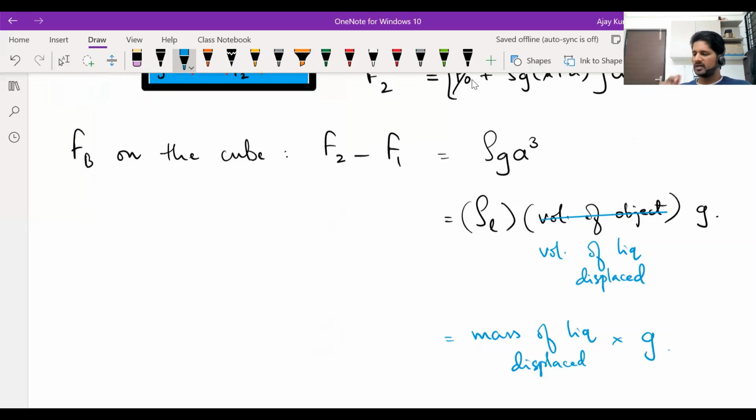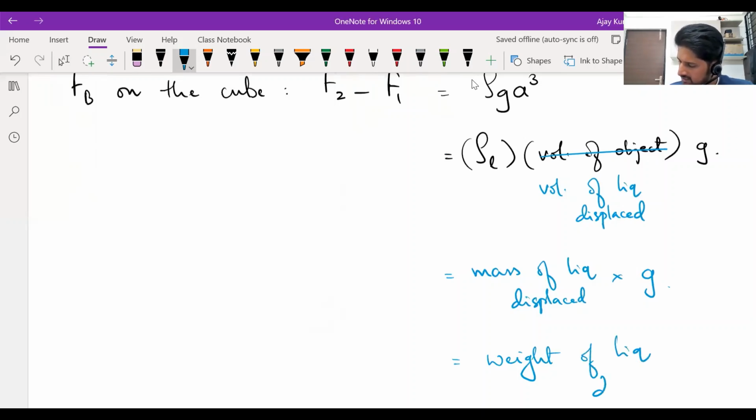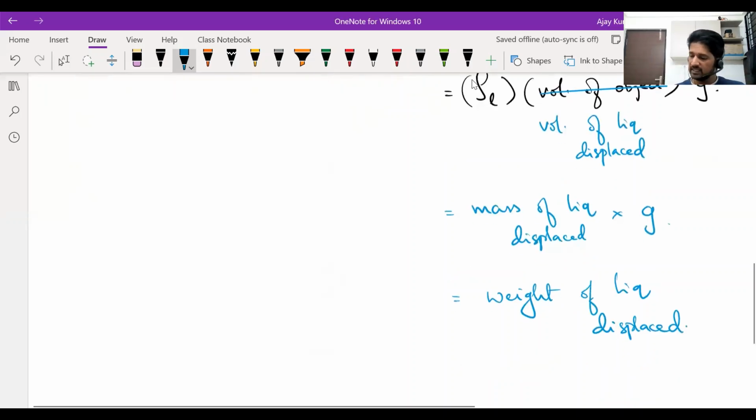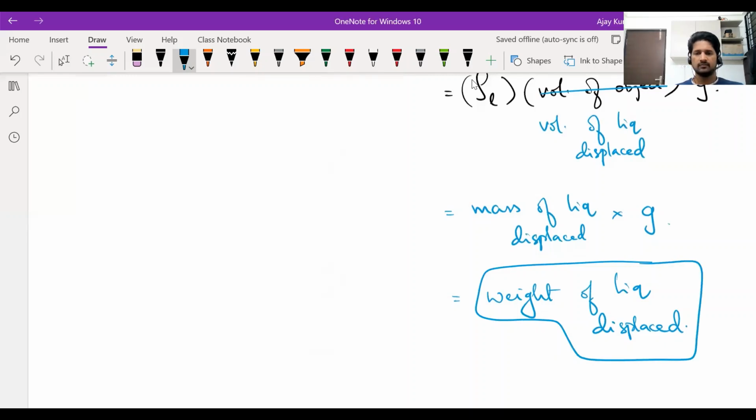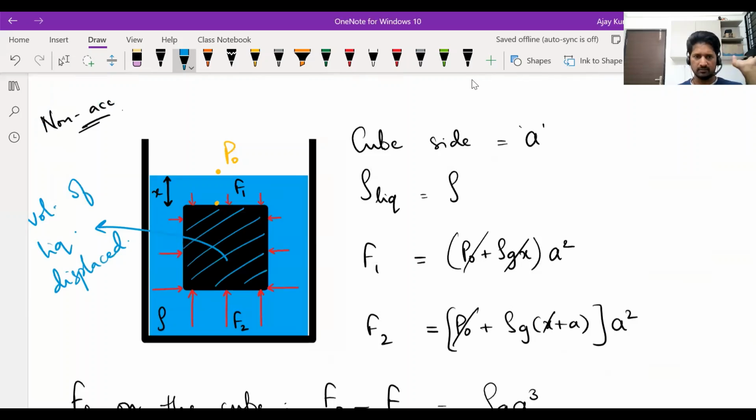Multiply that with g. Mass multiplied with acceleration due to gravity gives you the weight of the liquid displaced. This is what Archimedes discovered. The buoyant force acting on an object is equal to the weight of the liquid displaced by the object. And it acts in the upward direction, as Archimedes stated in the principle. He used the word upthrust. Upthrust means the force is in the upward direction, and it makes sense why it is in the upward direction.